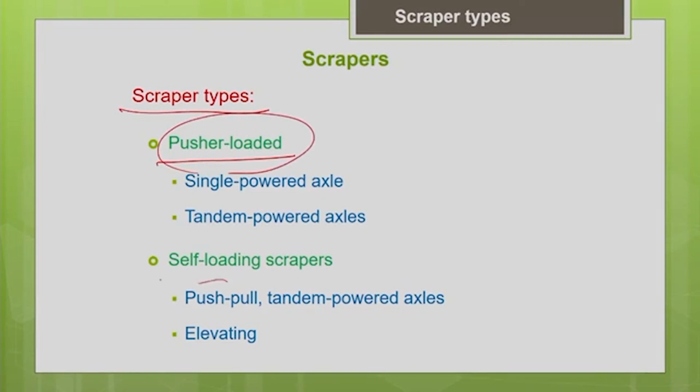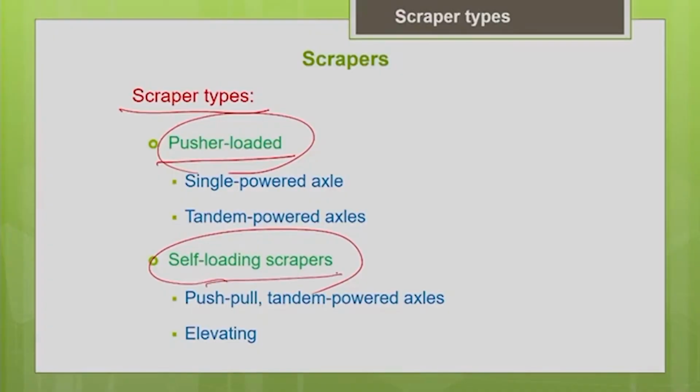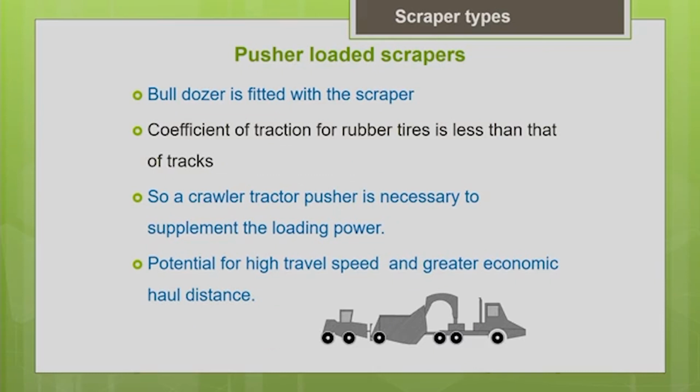There are certain scrapers which are self loading in nature. That means they don't need the assistance of other machines during the loading operation. That is why they are called self loading. We can classify the pusher loaded into single powered axle and tandem powered axle. We are going to discuss that in the upcoming slides. Similarly, self loading also has different types: push-pull and elevating. We are going to discuss all these types of scrapers in detail in the upcoming slides.